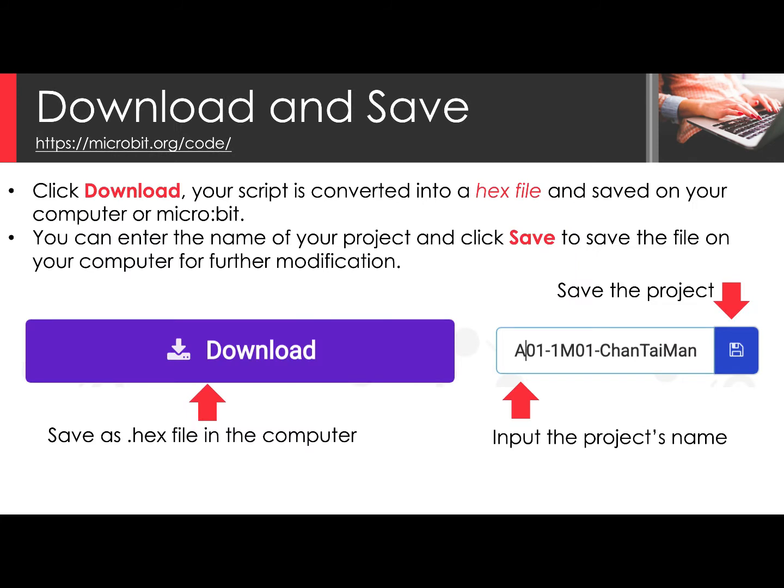When you finish your script, you can download or save it. Click Download, and your script is converted into a hex file and saved on your computer or the Microbit. Besides, you can enter the name of your project and click Save to save the file on your computer for further modification. So in the next part, we will start coding together.